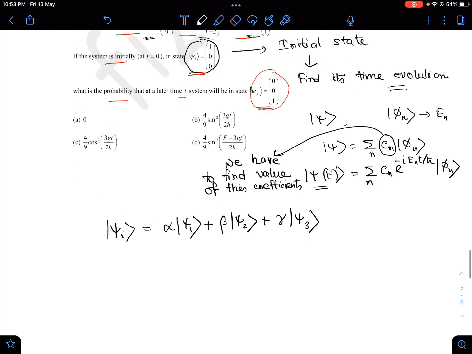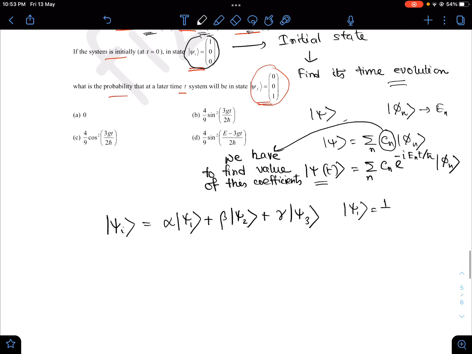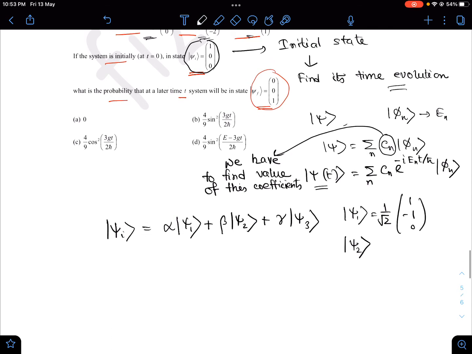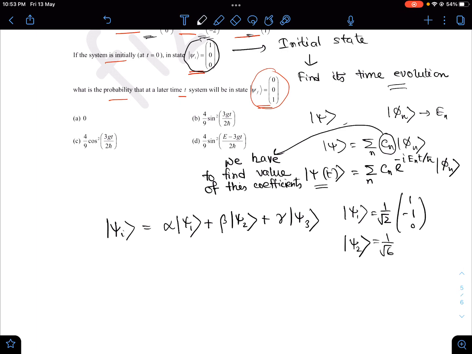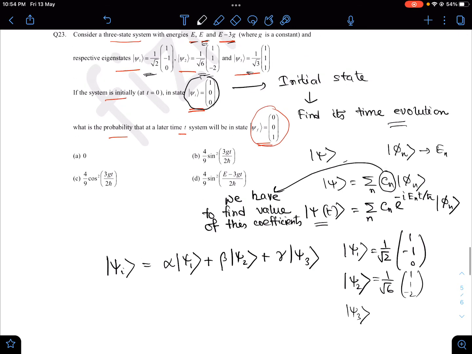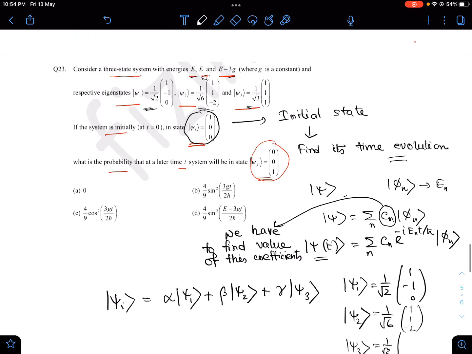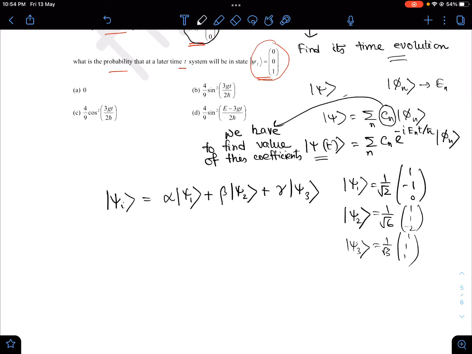where we have our psi 1 as 1 by root 2 (1, minus 1, 0), psi 2 as 1 by root 6 (1, 1, minus 2), and our psi 3 to be 1 by root 3 (1, 1, 1). It is always healthy to check if the states are orthonormalized or not.